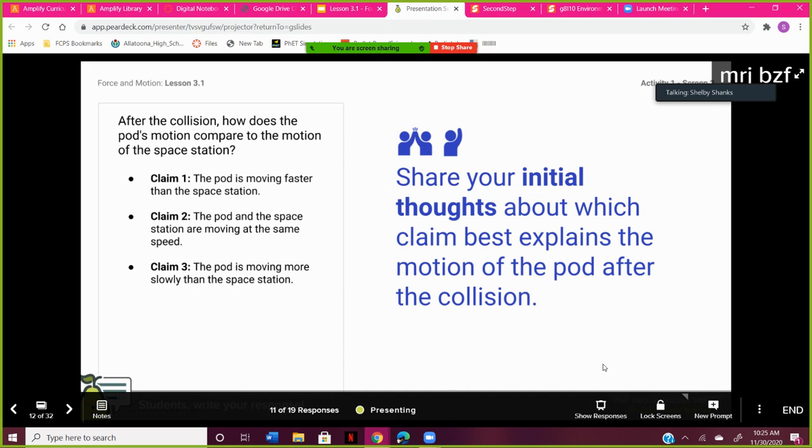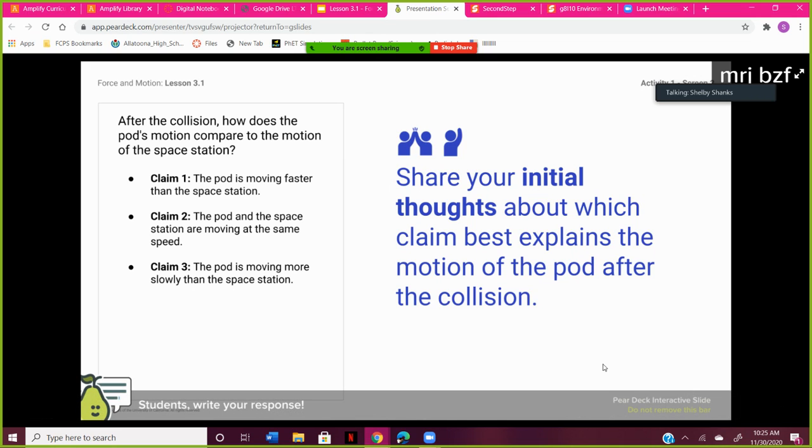All right, make sure you're responding in Pear Deck. It looks like I got about half of us, a little over half of us responding. What are some of your initial ideas or thoughts about which claim best explains the motion of the pod after the collision?